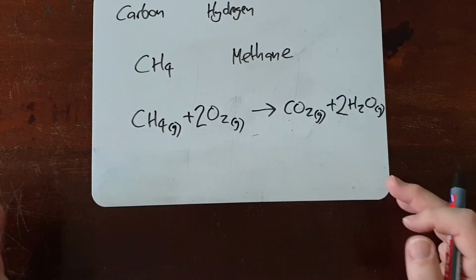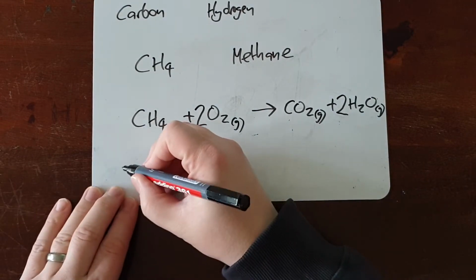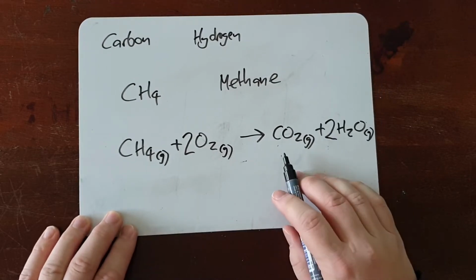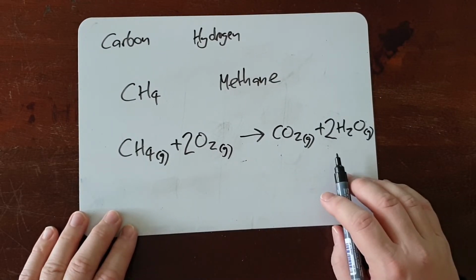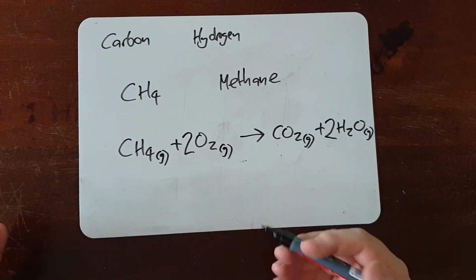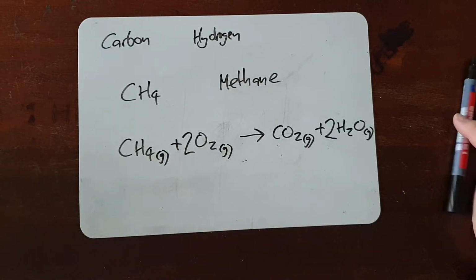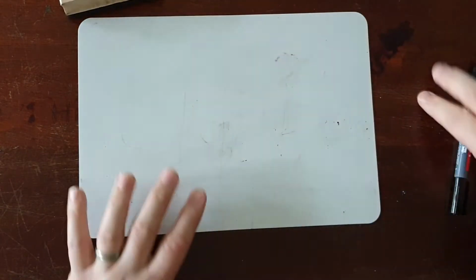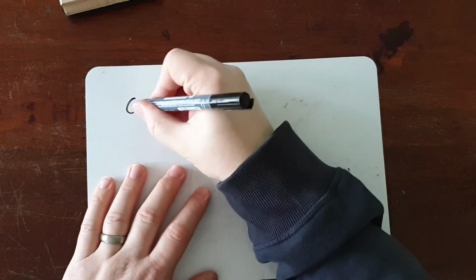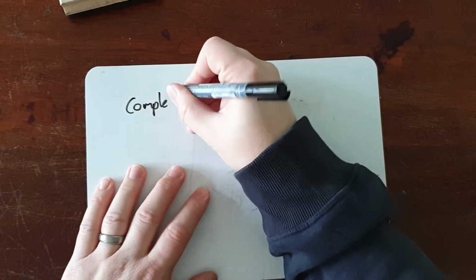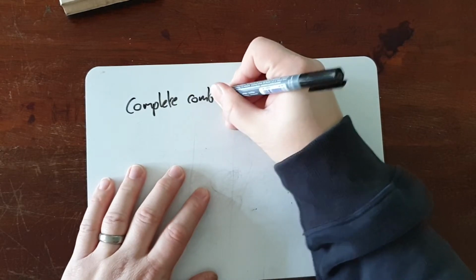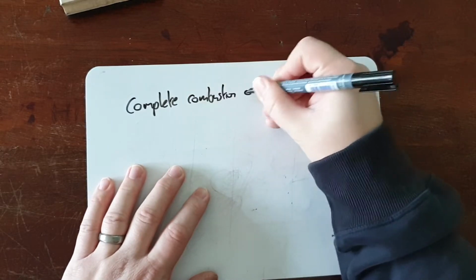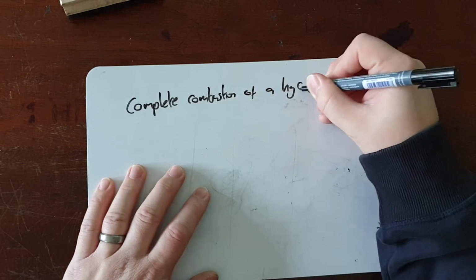So complete combustion of any hydrocarbon always produces carbon dioxide and water. And you've got to remember why do we do it? Well, most of them are used as fuels, right? So the 2 facts that you need to know about complete combustion of a hydrocarbon.